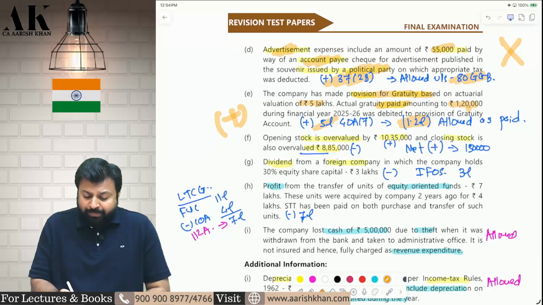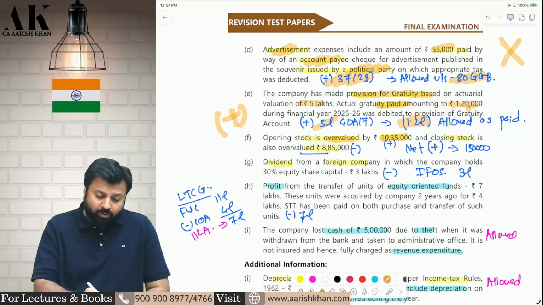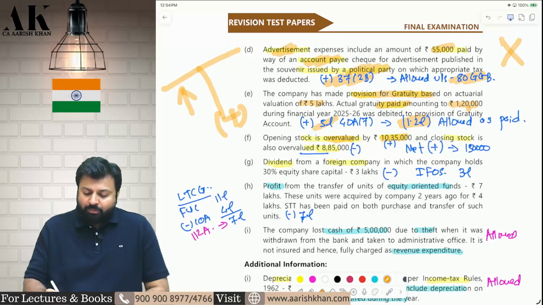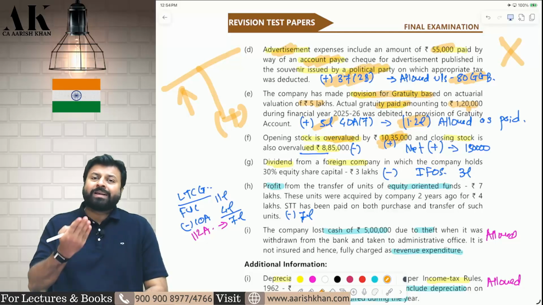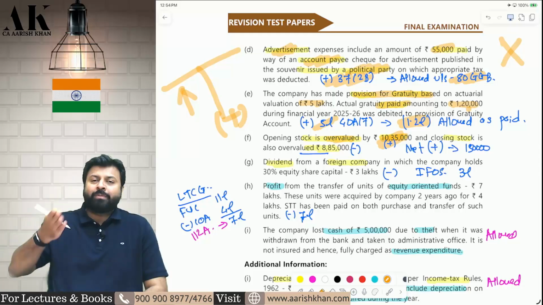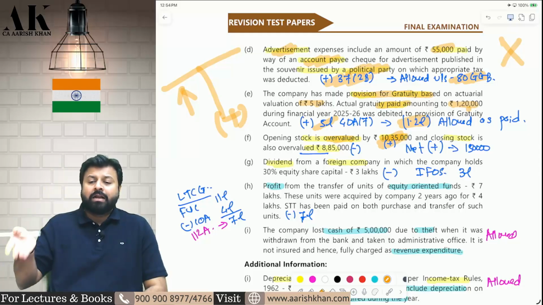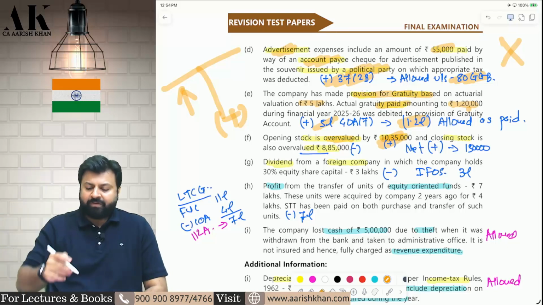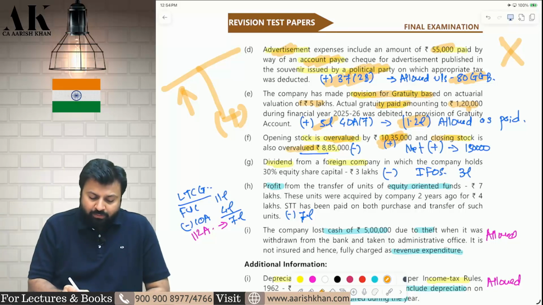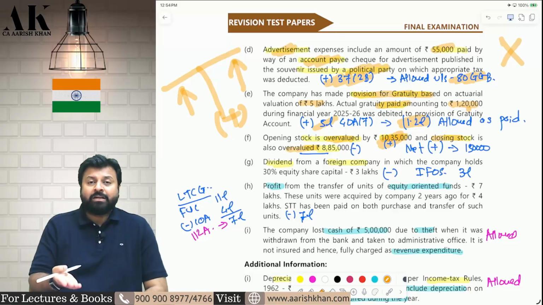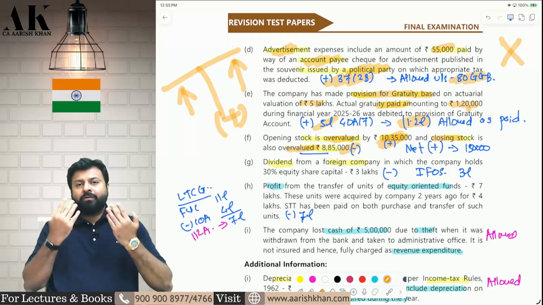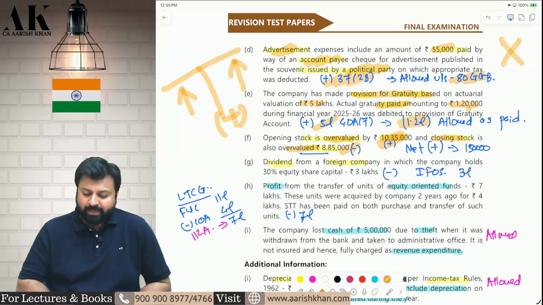Next one, opening stock is overvalued. Now if your opening stock is overvalued, it means you are claiming more expense. If you are claiming more expense, you have to add back. Opening stock is overvalued, but that means debit side of the P&L is overvalued. Debit side of the P&L is overvalued means you have claimed more expense, your profit is less, so increase the profit. Closing stock is overvalued. If closing stock is overvalued, it means your income is overvalued unnecessarily, so reduce. So the opening stock overvalued will be added back and the closing stock overvalued will be reduced.